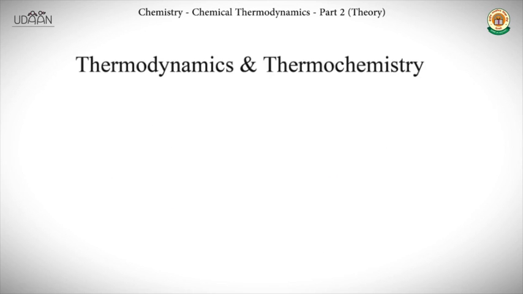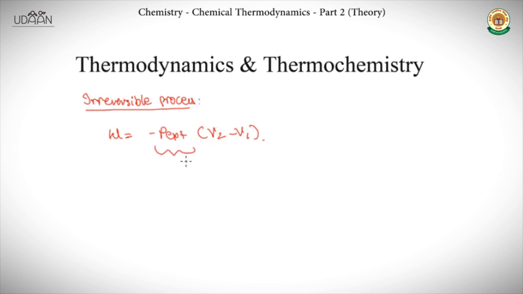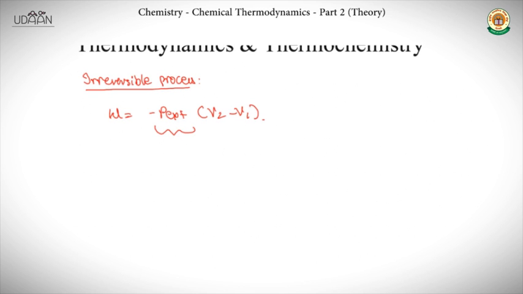Now we'll continue with what is work done in the irreversible case. In an irreversible process, work done is simply external pressure into change in volume. Just remember this formula. P external is the external pressure that is applied, and delta V is the change in volume for the process, V2 being the final and V1 being the initial volumes. That's it. Remember this formula.